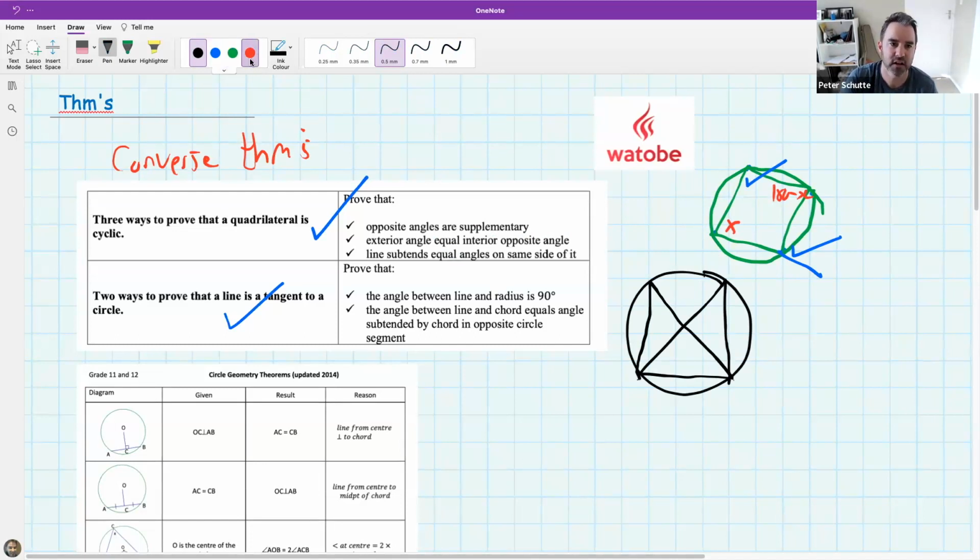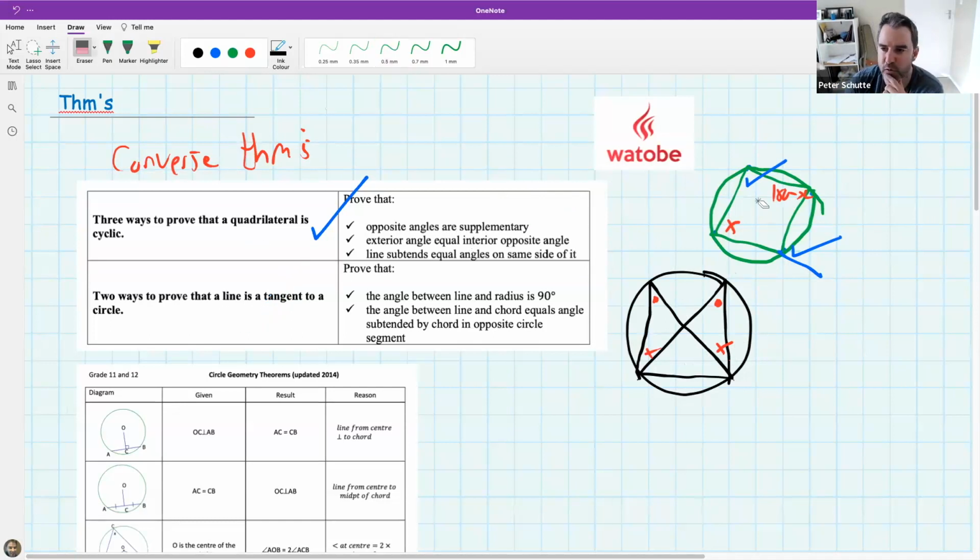that the line segment subtends equal angles, or that these two angles are the same. And we call that converse angles in the same segment, converse exterior angle of a cyclic quad, converse opposite angles supplementary. Give me a thumbs up if you remember that from the last lesson, that there are these three ways. I just want to point that out so that it starts to stick in your memory. Those are the three ways we look to see and prove something is a cyclic quad.